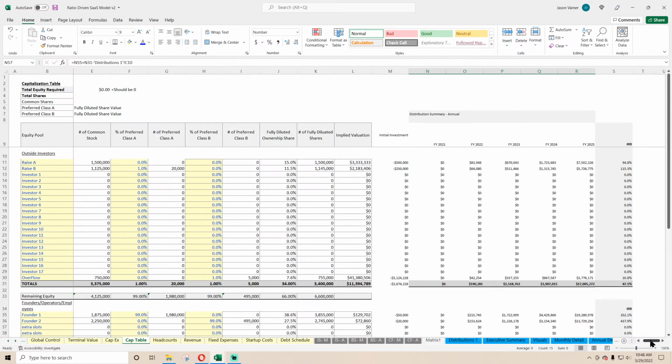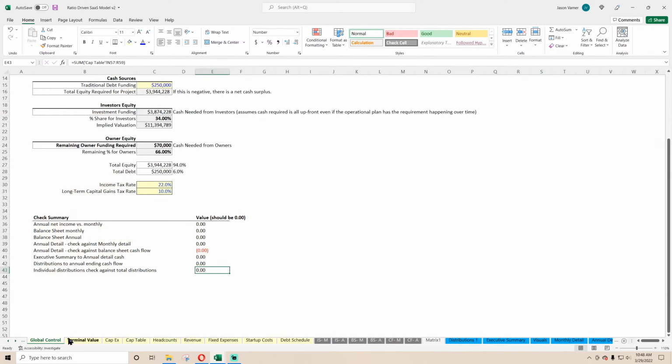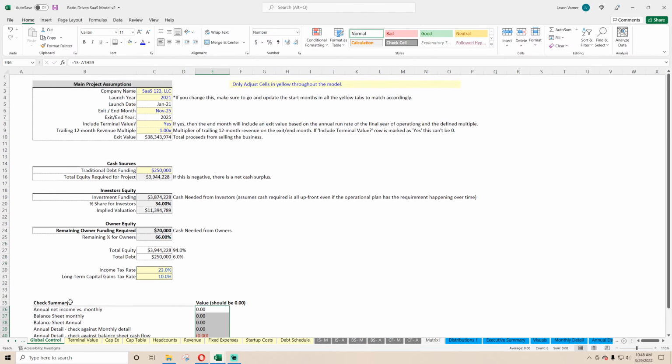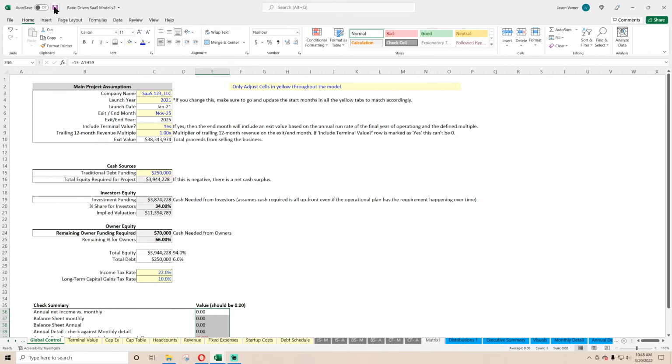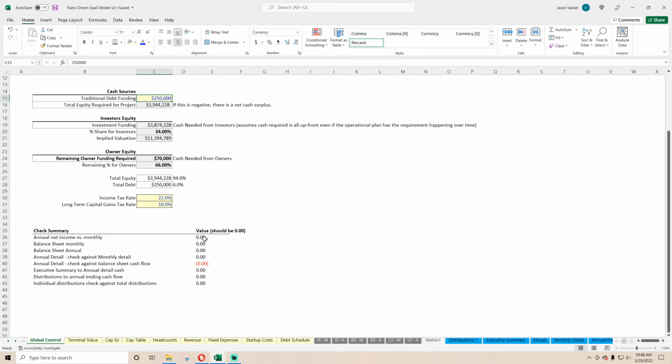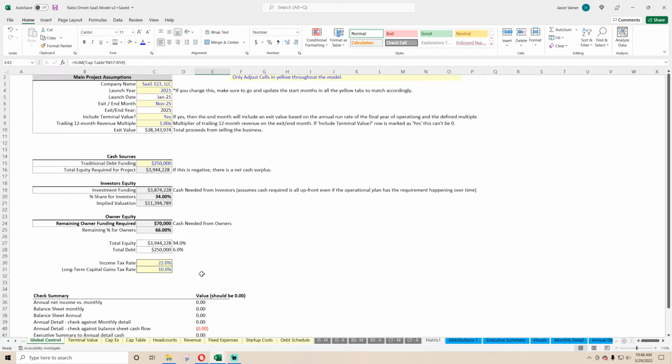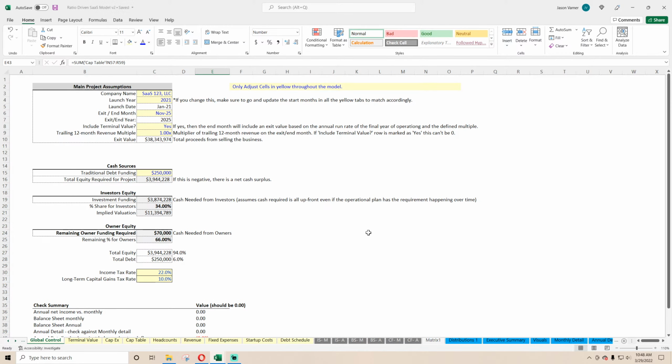Yep. And the reason why it's nice to have these checks down here on the global controls is that oftentimes the things that will cause you errors are changing dates, terminal value, funding. So it's a centralized place, and you don't have to go look at each individual tab. You can just come here and see if anything looks off. And that should never be.